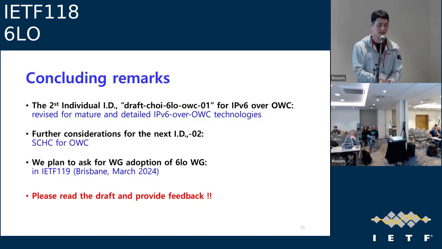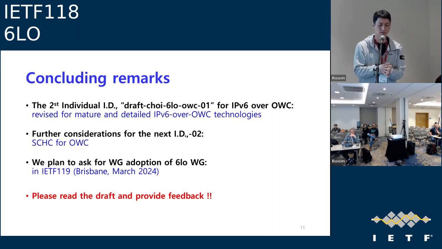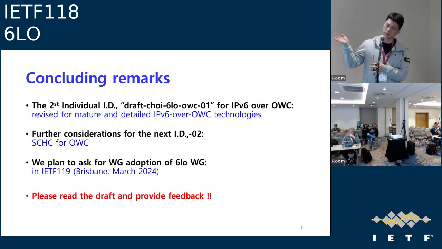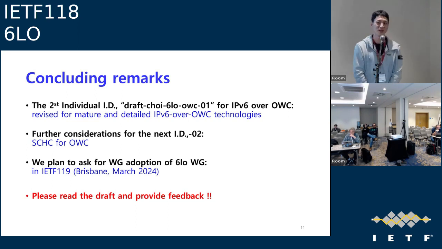Next slide. The last slide, actually. So this individual draft, the number one is for IPv6 over OWC. We reviewed the details of the IPv6 over OWC technical issues. For the next step, I'm considering that SCHC for auto-version will be available, so it's one of the good solutions. So in the next version, maybe I will consider that one. Based on the current version, it is pretty much stable for the working group option. So we are planning to ask for working group adoption in the 6LO working group at the next meeting. Yeah, thank you. So please read the draft and provide feedback. Welcome, thank you.